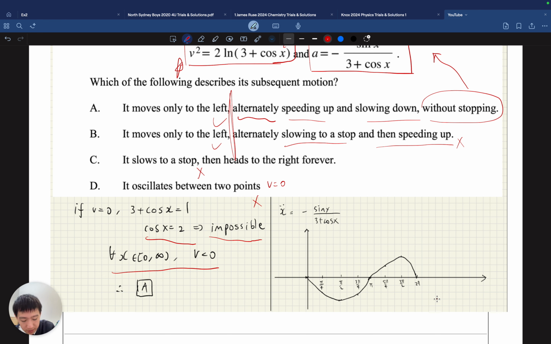Also, you should know that if this is a function, it has this property, that is, the period is 2 pi. I mean, it could be a smaller one, but 2 pi is definitely one of its periods, and so that's why we just draw this part, and the following are just the same, repeating and repeating. So we see that when acceleration is negative, it slows down. When acceleration is positive, it speeds up. So it is alternately speeding up and slowing down, which means that A is completely correct.